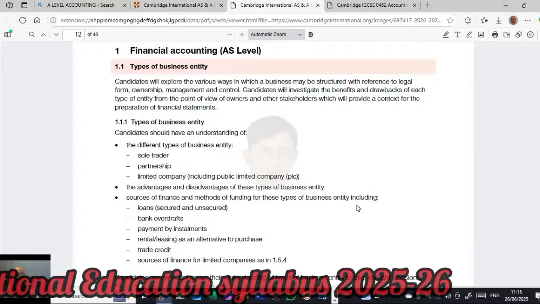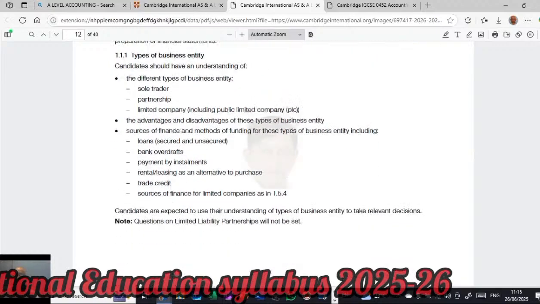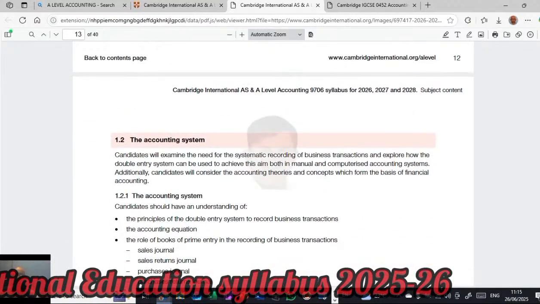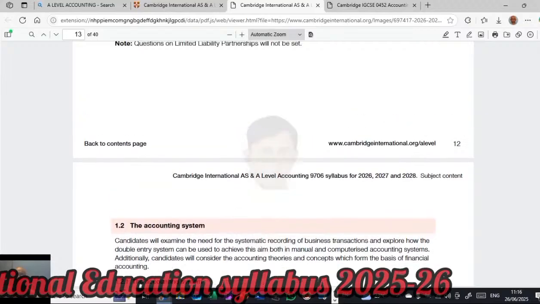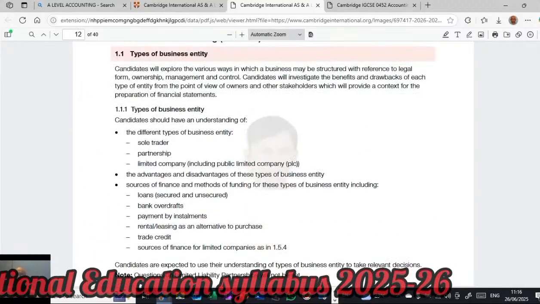This is also an entity where you can do business as a separate person. Then the accounting system, what is there in the next lesson? The first lesson is all about these types of business entity. What are the different types of business entity? Understanding of sole trader and partnership.